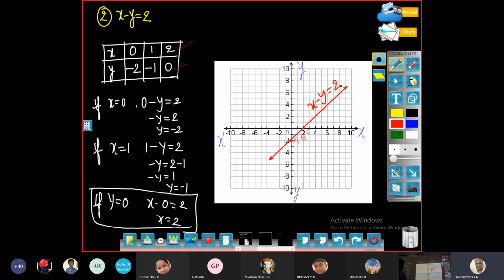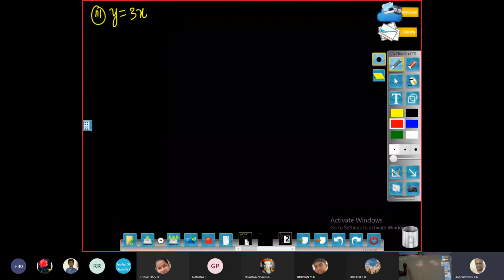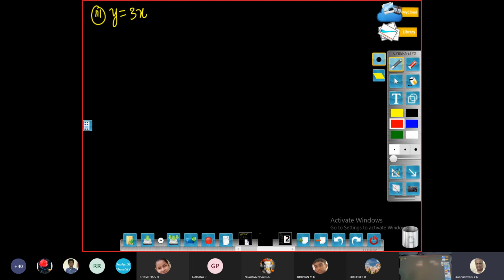Then we'll go to the third one. y is equal to 3x. By looking at this equation itself, tell me through which point the graph will pass. Sir, through the origin, because it is in the form y is equal to kx. In the beginning itself I told you such equations, y is equal to kx, definitely pass through the origin. So now let us find the coordinates of points using this equation. Make a table like this.